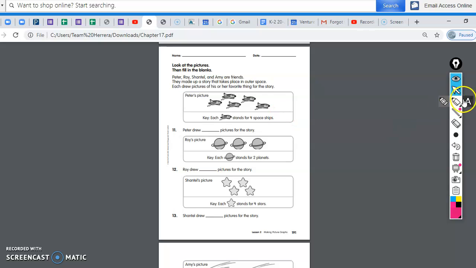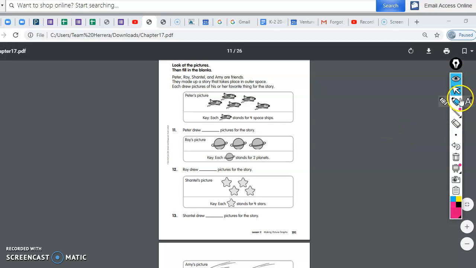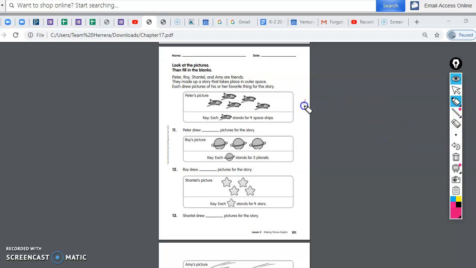Okay, so it would look something like 4 plus 4 plus 4 plus 4 plus 4, and then find out what that equals.